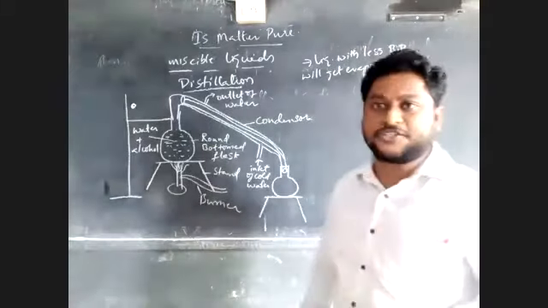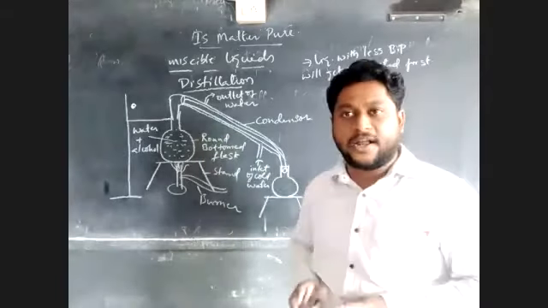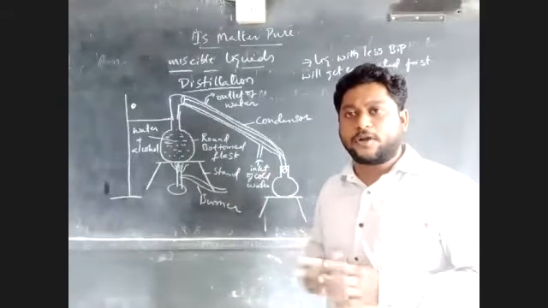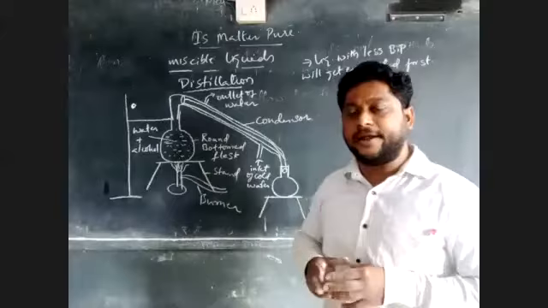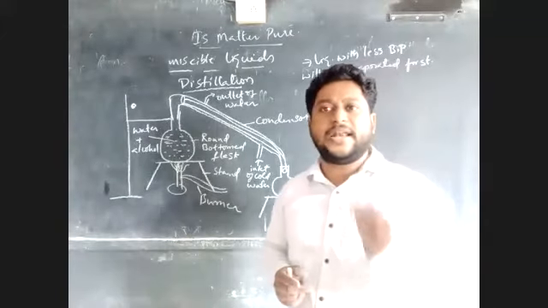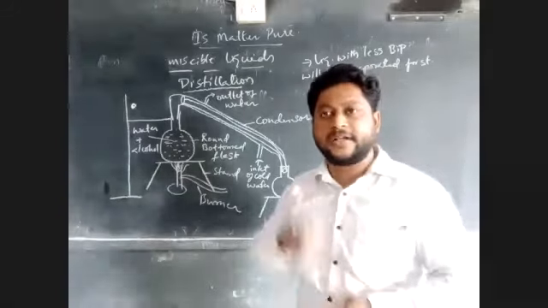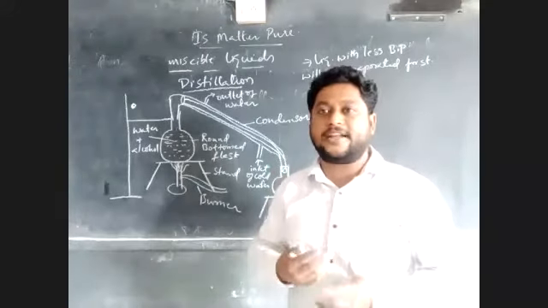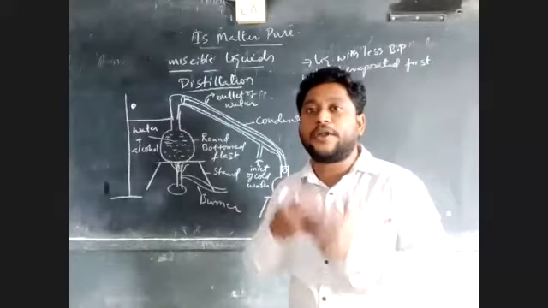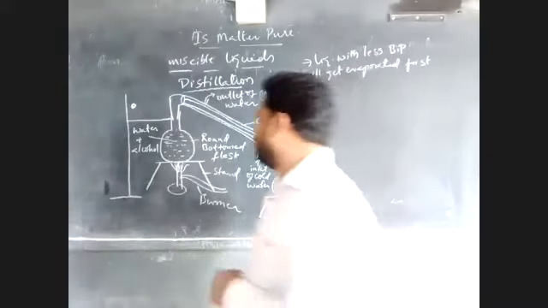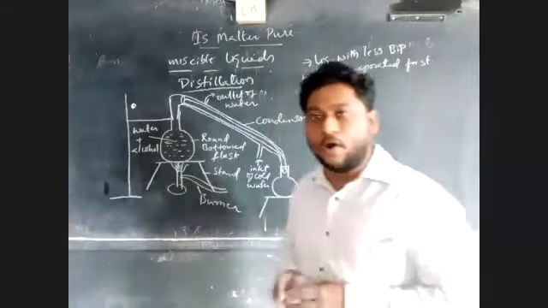I hope you have understood that. So water and alcohol are there in the round bottom glass. When I start heating, the liquid which has the lower boiling point starts evaporating. That means it converts from liquid to vapor, liquid to vapor.